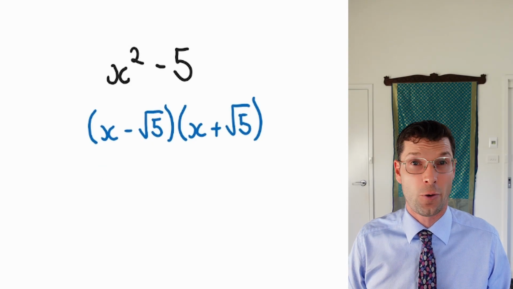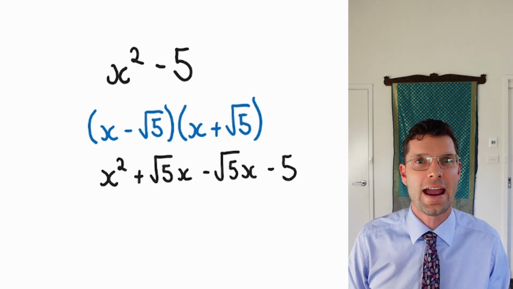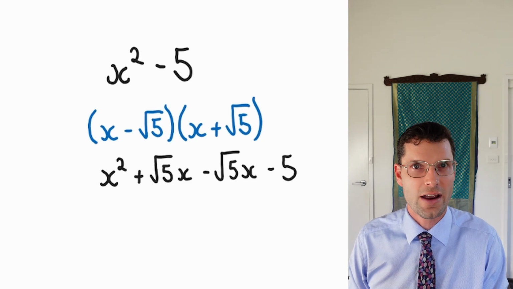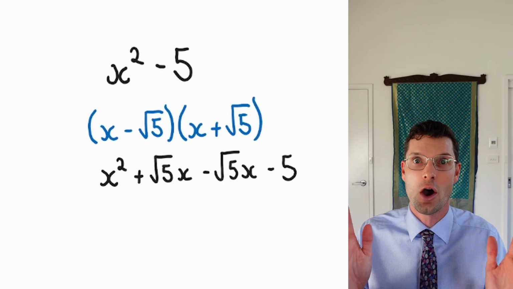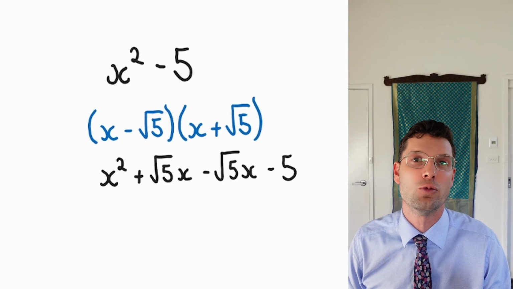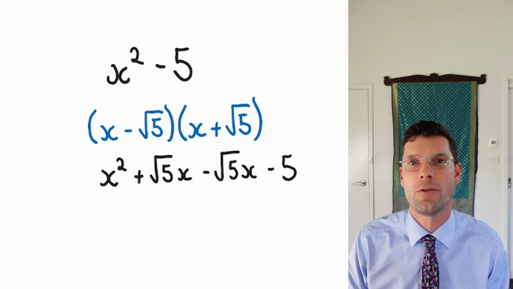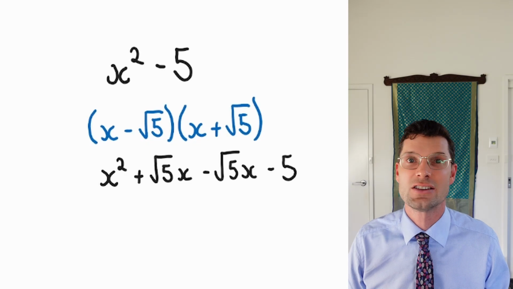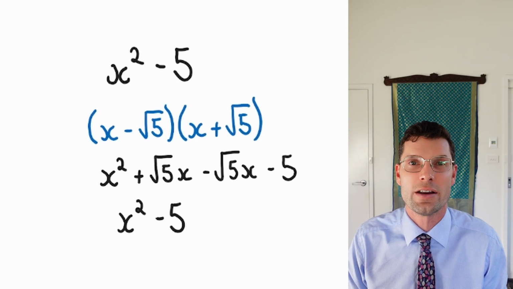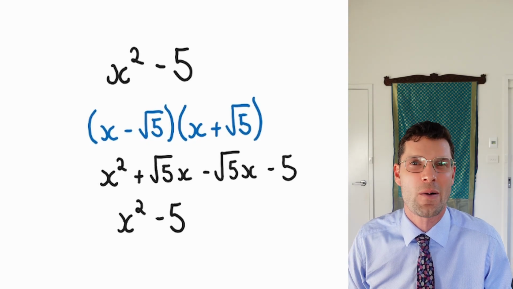that number. Just to FOIL this out to make sure that we've got it right, we've got x squared minus root 5x plus root 5x. No way, they're going to get rid of each other. And then root 5 multiplied by negative root 5 is just minus 5. So my answer is x squared minus 5. That's what I started with, so I know I got it right.